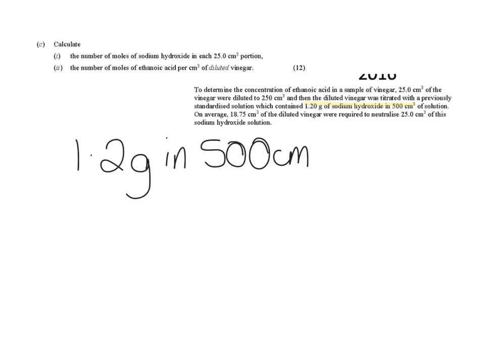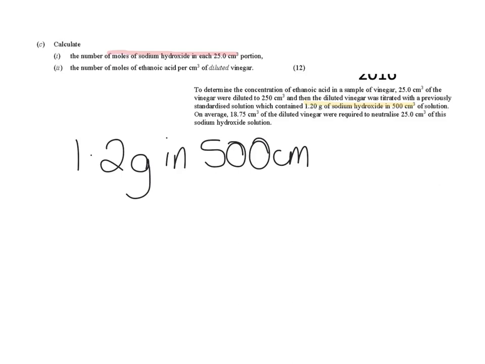In part C of this question, we are asked to calculate the number of moles of sodium hydroxide in each 25 centimetres cubed portion. To calculate this, we need to look back at the question and see what information we can gather. We weighed out 1.2 grams of sodium hydroxide into 500 centimetres cubed. Unfortunately, that is not what we want, but that is the information we are going to start with. The question is asking us to calculate this in moles per 25.